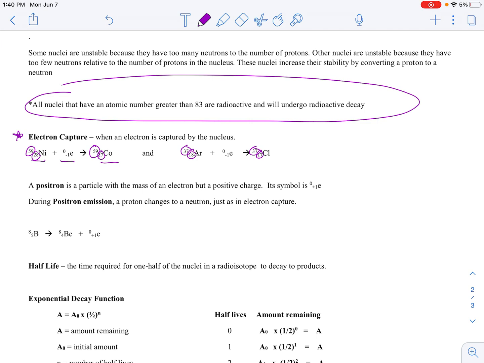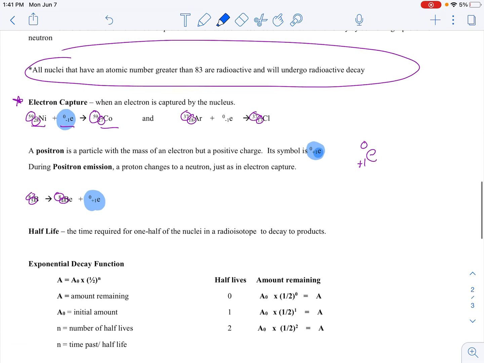Another thing could occur, a positron emission. So a positron is a particle with the mass of an electron, but a positive charge. So it's kind of like the opposite, kind of weird. Its symbol looks like that. So I would actually write it like this, +1. During a positron emission, a proton changes into a neutron, just as in electron capture. So it's very similar, except slightly different. Once again, my number of protons decreases, but my mass number stays the same. But instead of capturing an electron, I'm spitting out a positron. So those are some nuclear transformations for you guys to think about.